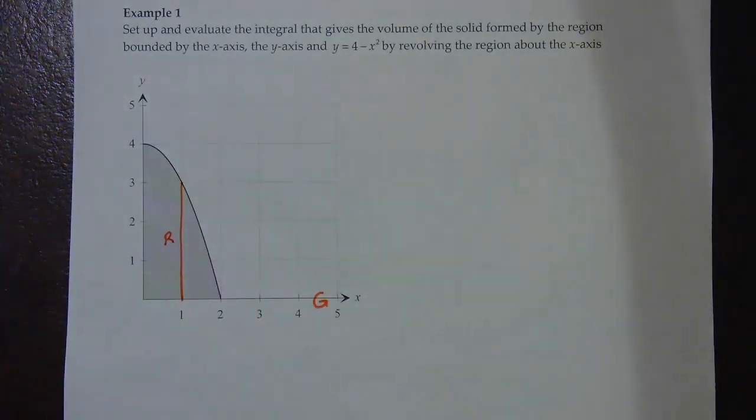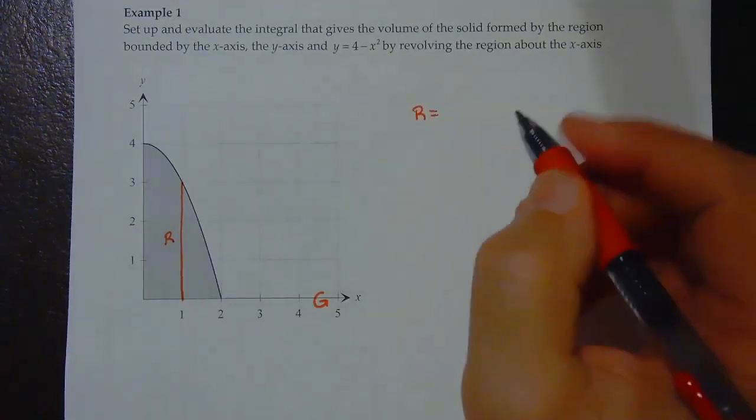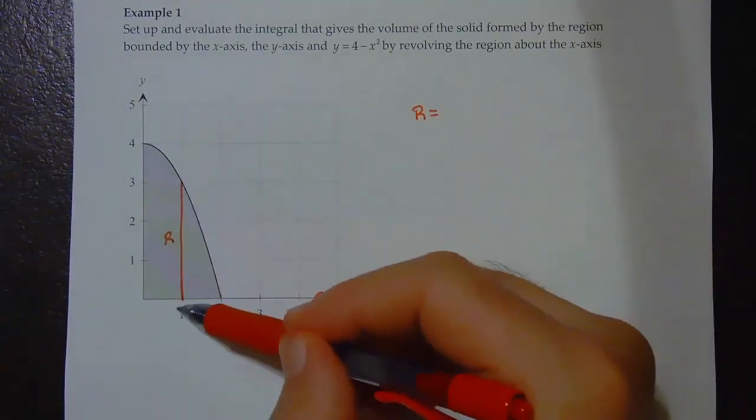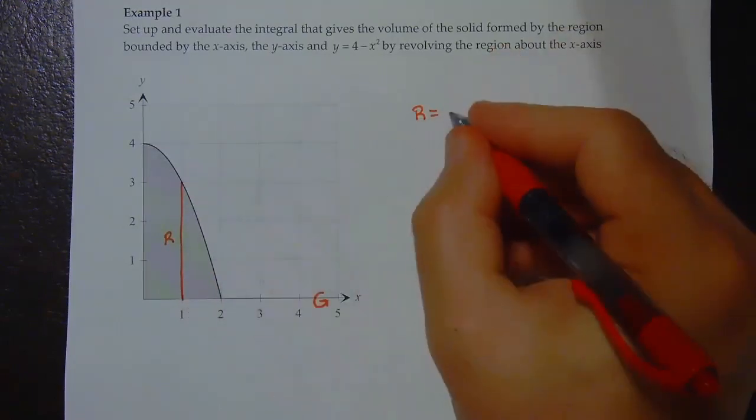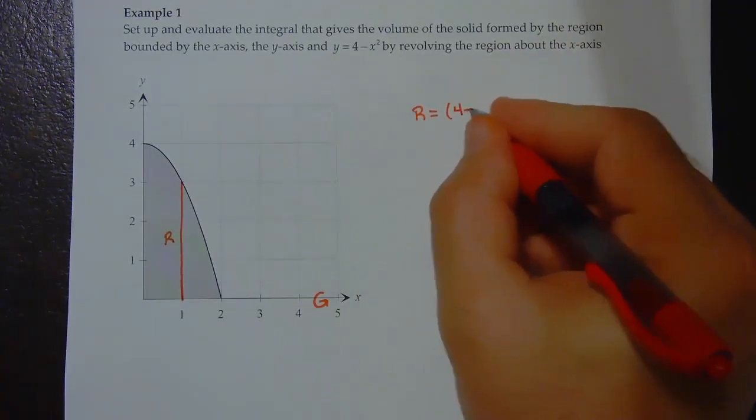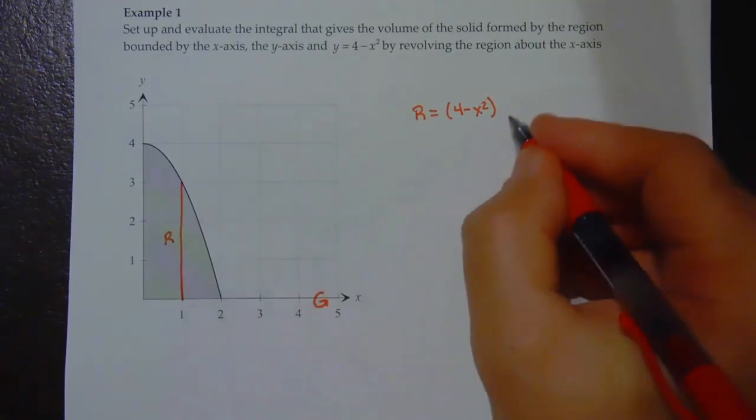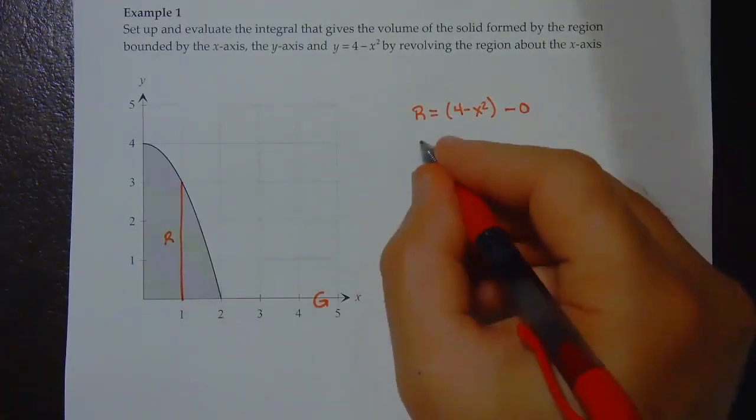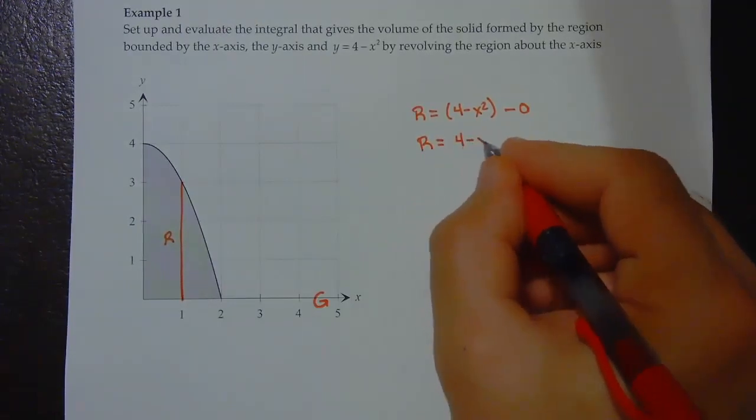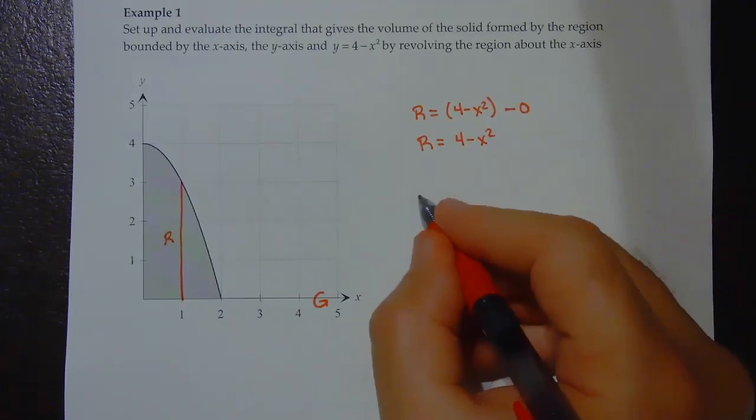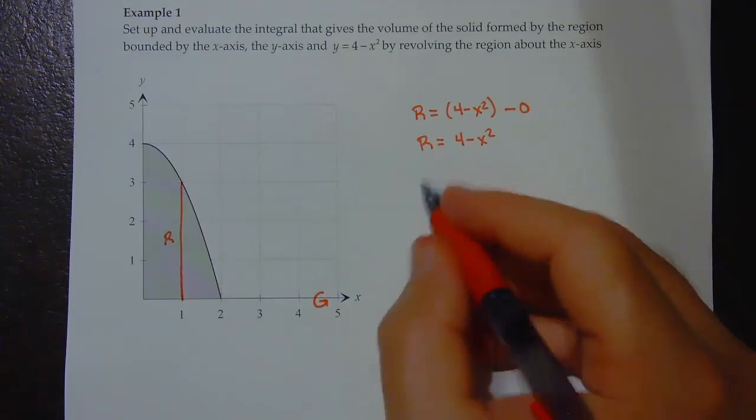Now, let's go ahead and do this. What would R be? Okay, so R would be top minus bottom, right? And so the top is this curve right here, which is 4 minus x squared. And I'm going to just put it in parentheses, 4 minus x squared. That's the top. What's the bottom? Well, it's going to be 0, so minus 0. So my big R is going to be 4 minus x squared, okay? And then the volume is going to be pi big R squared.